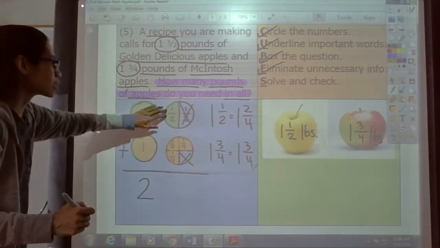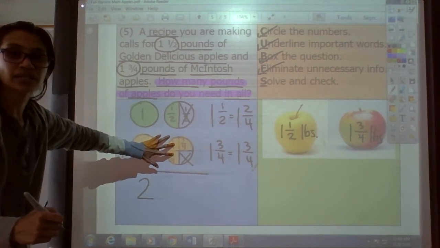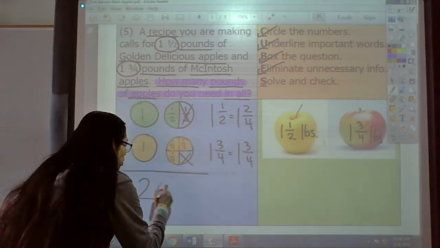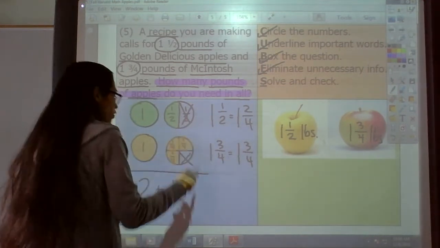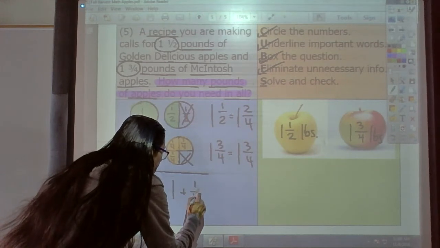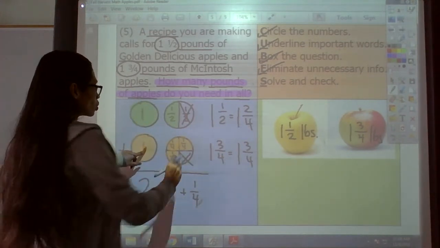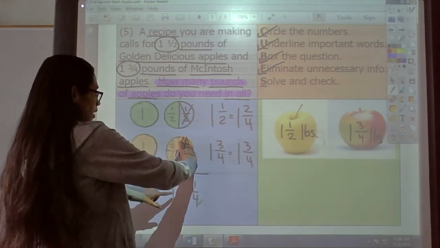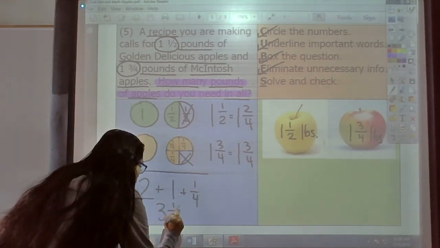Now, look right here. Do you see this half and that half? That half and that half makes a whole. So we have 1 more whole, and then what's left? 1/4. Do you see that? Do you see what I just did? Look, 1, 2 whole, and then that makes 3 whole, and then 1/4. So that is the same thing as 3 wholes and 1/4.